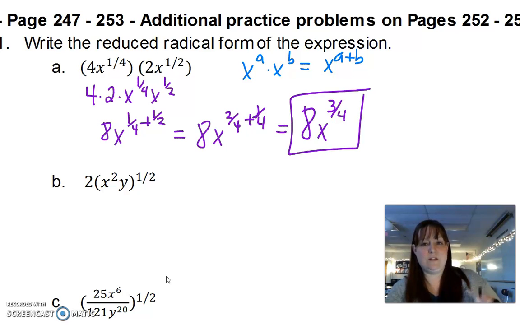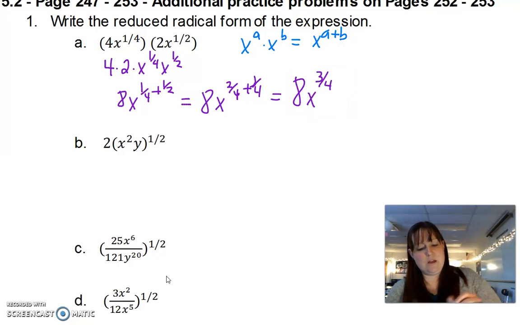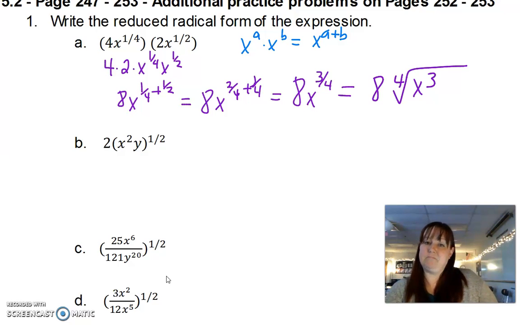There we go, 8x to the 3/4. Oh, and this asks for reduced radical form, so I knew there was one more step. So we need to write this as a radical, so this is 8 times the 4th root of x cubed. And that's it. So when it says reduced radical form, it means write it as a radical, not as an exponent.